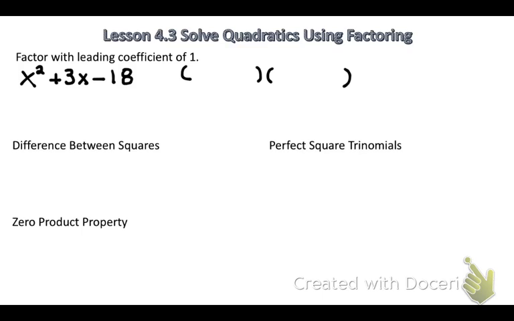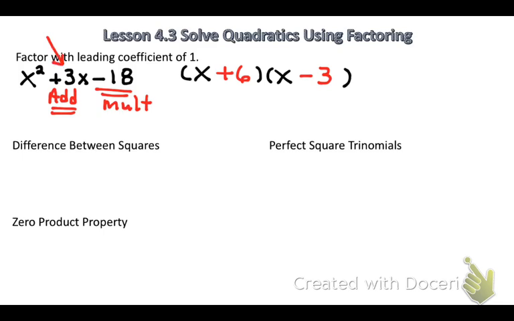The first term has to be x, because x times x is the only way to get back to x squared. And then we need to find two values that multiply to negative 18. That's our c value, but then they must add to the b value, 3. So if we took a positive 6 and a negative 3, 6 times negative 3 is negative 18. 6 plus negative 3 gets us back to the 3 here.